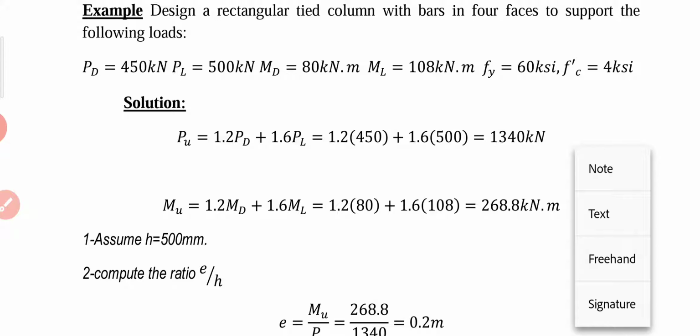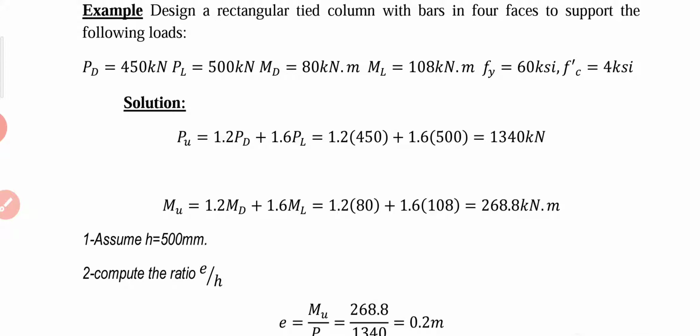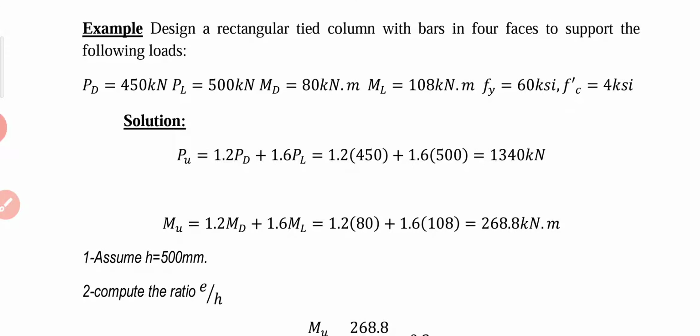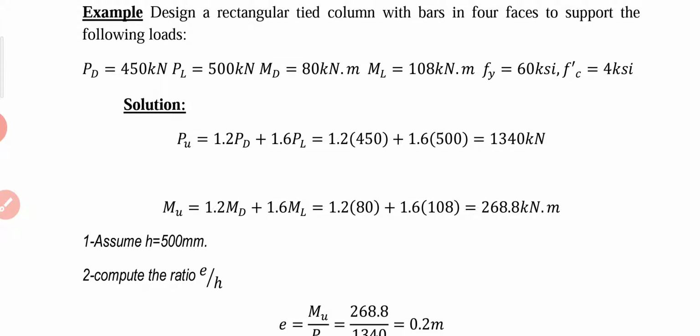So here we put the values MD and ML. So 1.2 into 80 plus 1.6 into 108. So Mu equal to 268.8 kilonewton meter. According to the steps, first step which is assuming h. So here we assume h equal to 500 mm.